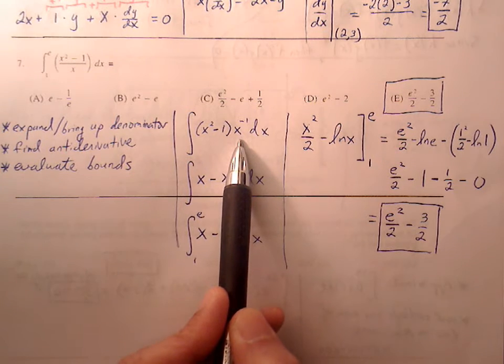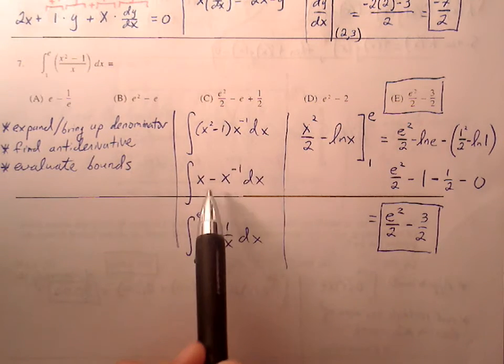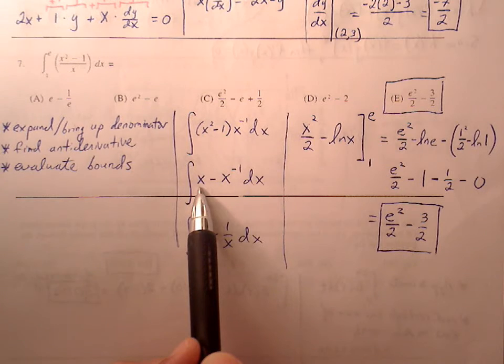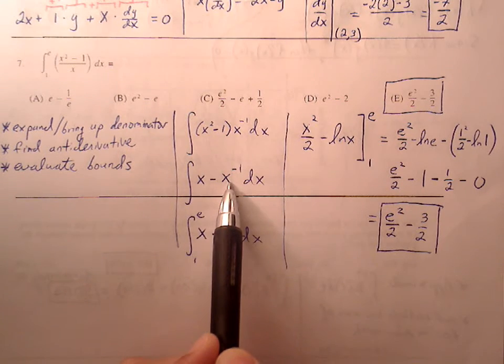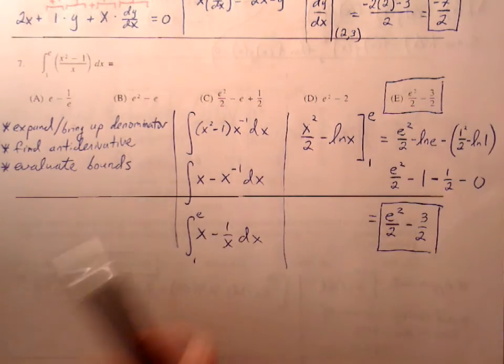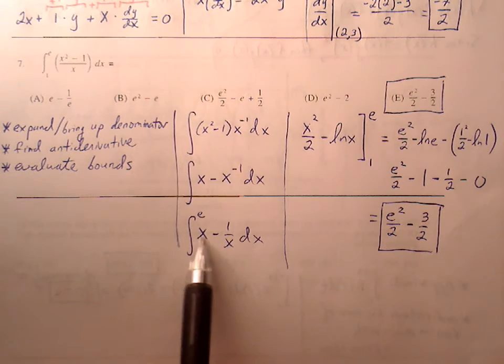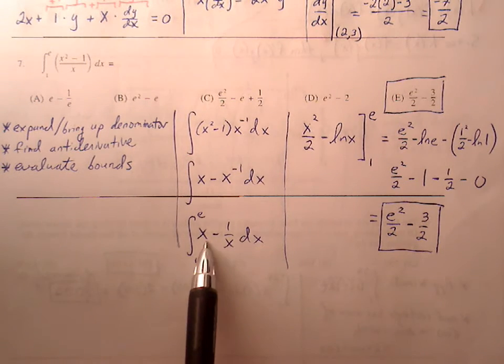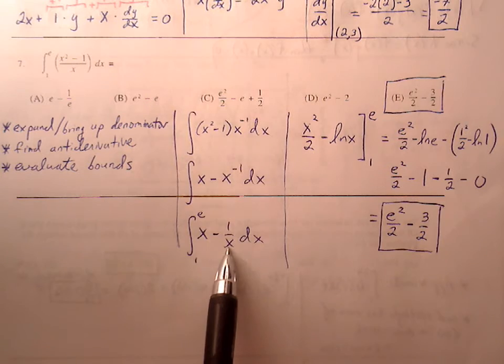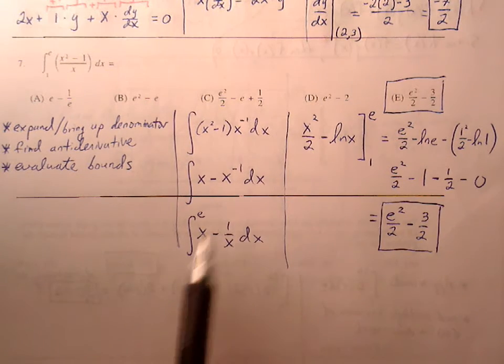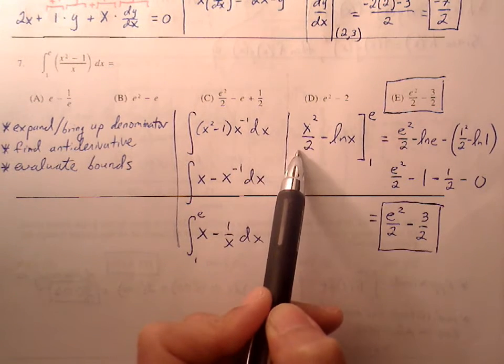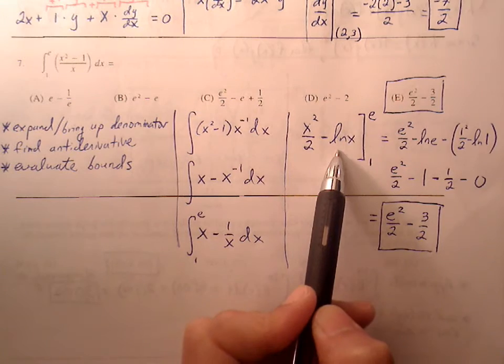It ends up being a multiplication problem, so we add exponents to begin with. So x minus x to the negative 1, which is really x minus 1 over x. And we can apply the antiderivative rule for each term. The first term is using power rule. The second term is using natural log of x. So x becomes x squared over 2. And then 1 over x becomes natural log of x.